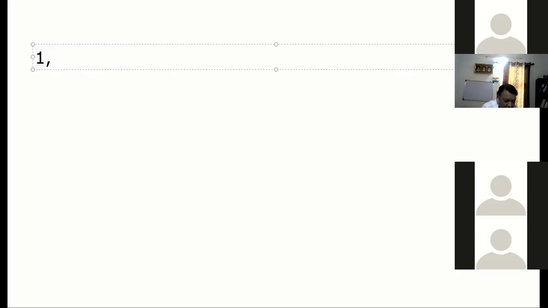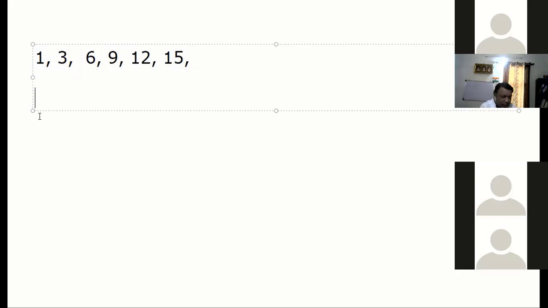Yashwant, what about this? 1, 3, 6, 9, 12, 15. Tell me, is it a GP or not? It is not a GP because the ratio between 1 and 3 is 3, here it is 2, here it is 1.5. It is again something else. It is not an AP also. Neither AP, nor GP. So everybody is clear? What is AP? What is GP? Geometric progression.